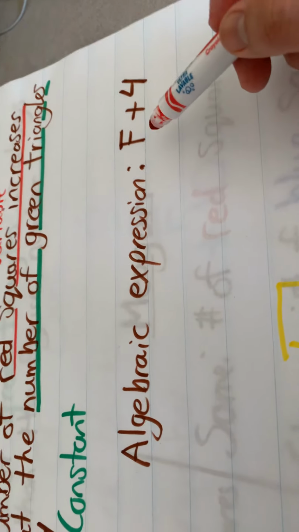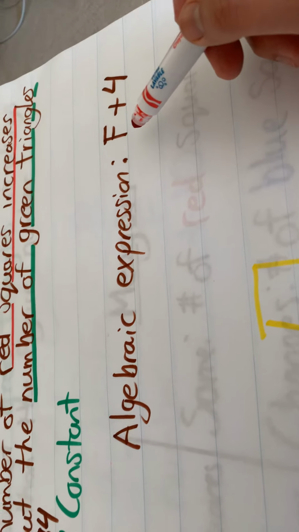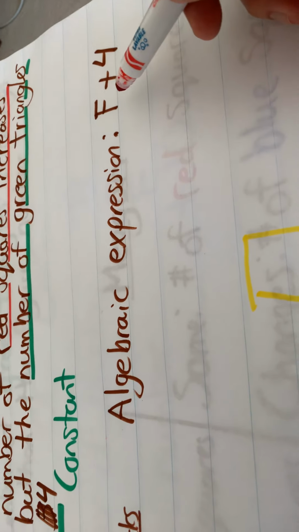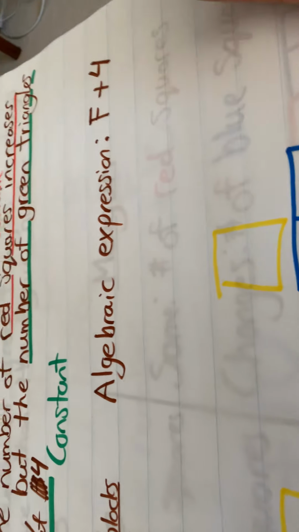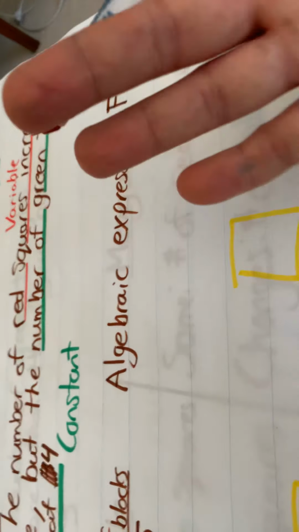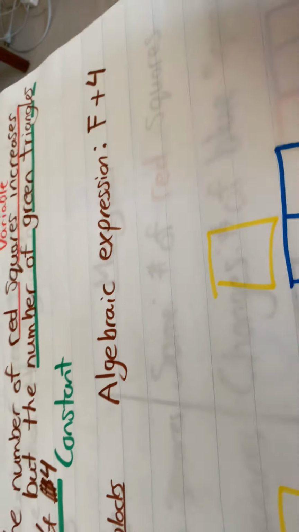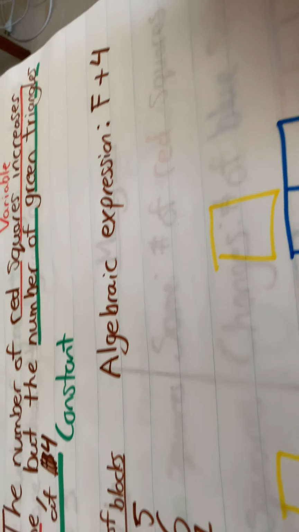F plus 4. Remember, the variable can be any letter you want. I pick F for figure number. If you want to pick B for block, if you want to pick R for red, it really doesn't matter what letter you pick for the variable. You just got to pick something. Okay? Let's go on to number 5.